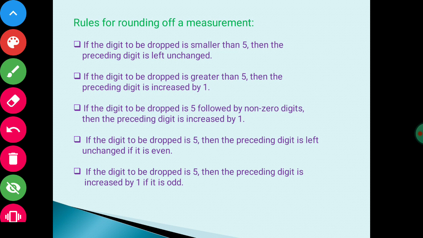Next rule, if the digit to be dropped is greater than 5, then the preceding digit is increased by 1. I'll give you the same example.